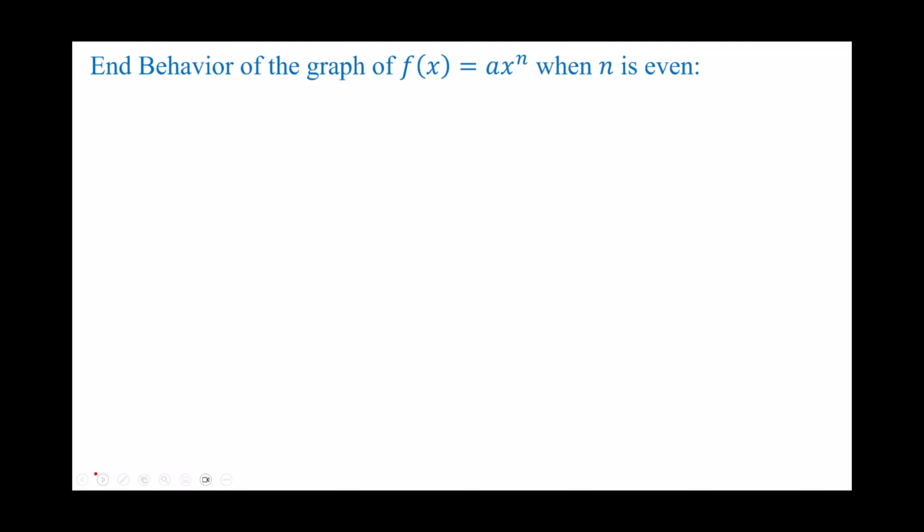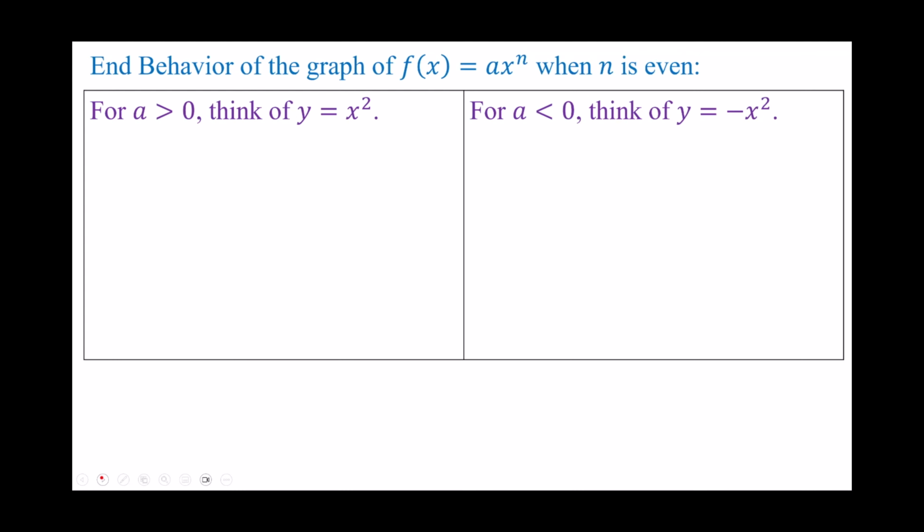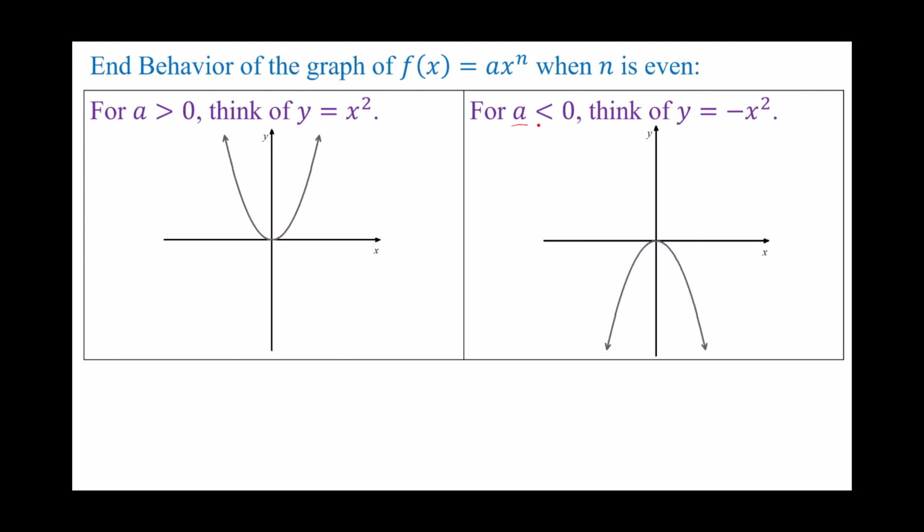So let's think about the end behavior of the graph of f of x equals ax to the n. If our degree is even, so our exponent is even, you can think of x squared. We already know what the graph of y equals x squared looks like. So if a, our leading coefficient, is positive, then it's going to go up on the right and up on the left. But if our leading coefficient is negative, or less than 0, then we can think of negative x squared, where we're going down on the left and down on the right. So anytime our exponent is even, we can think of a graph of a parabola to determine the end behavior.